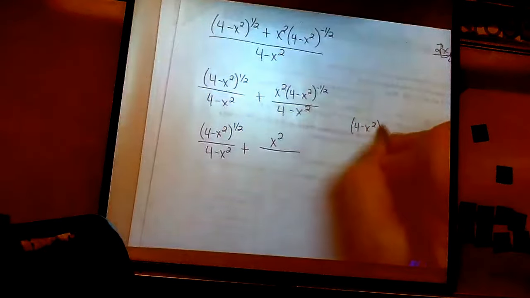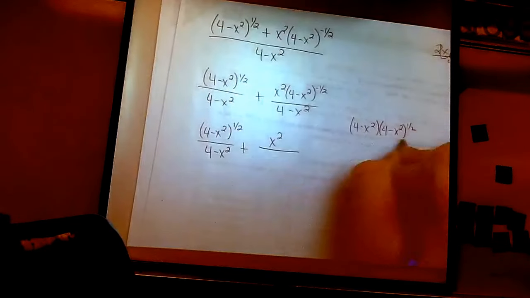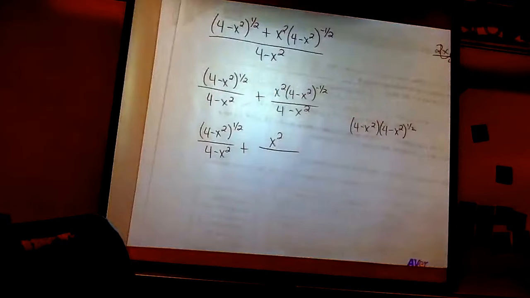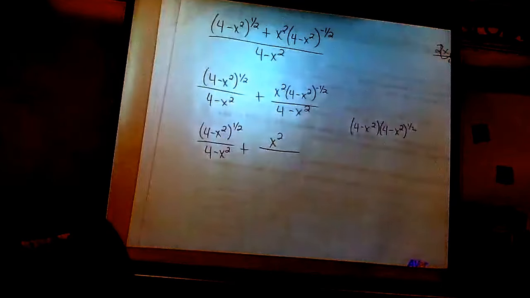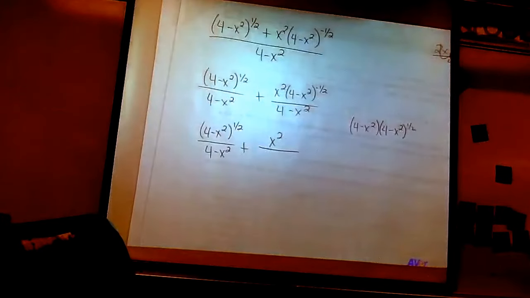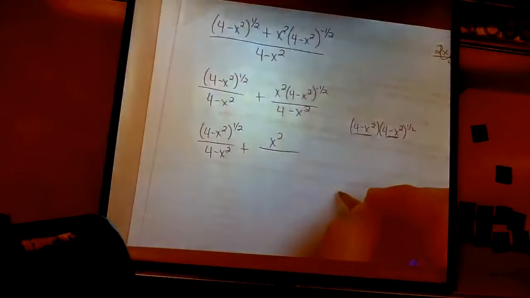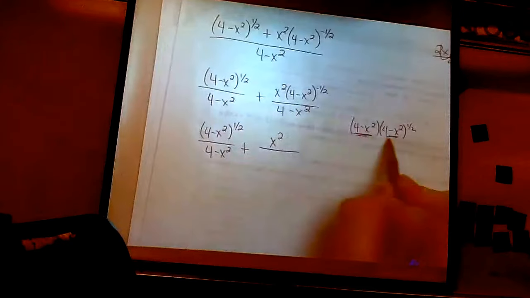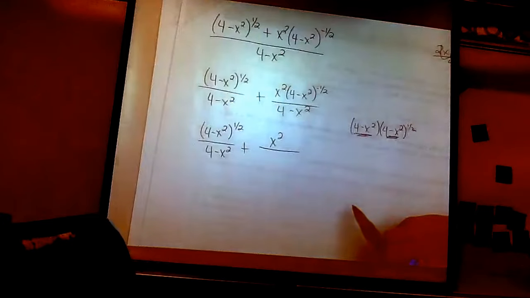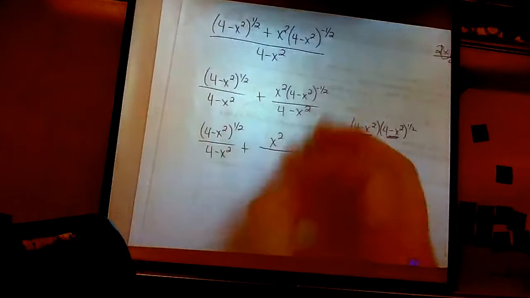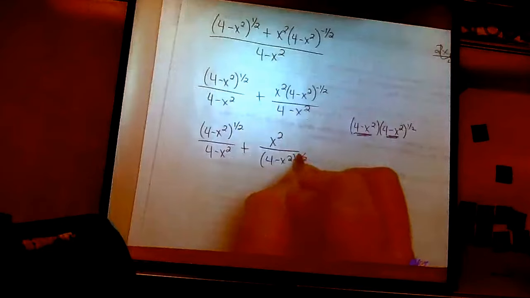I'm writing it over here, not because you're wrong, but because what do we get when we actually multiply those? It doesn't start with 16. Notice how they're the exact same thing? So if you're multiplying the exact same thing with just different exponents, what do you do with the exponents? Add them. So now you just have 4 minus x squared to the 3/2 power.